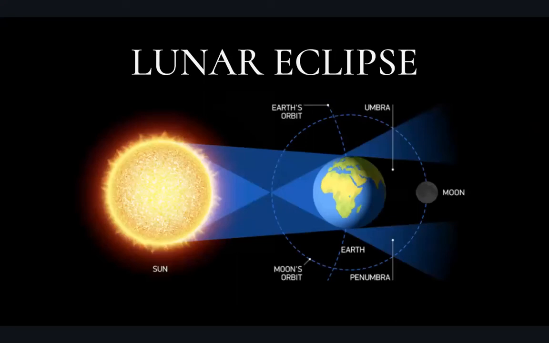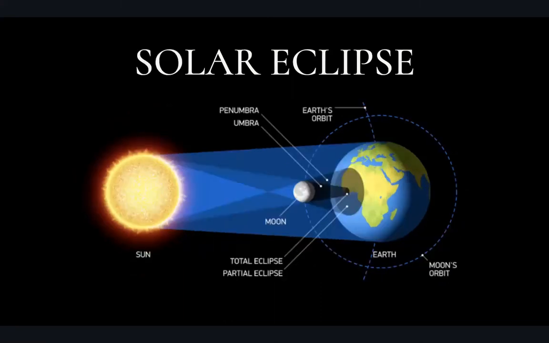Eclipses. Eclipses occur when an object in space passes directly between two other objects or between the object and the viewer. So for our first eclipse, there are two kinds. The first is the lunar eclipse. It occurs when Earth passes directly between the Sun and the Moon, blocking the Sun's light so that the Earth's shadow hits the Moon. Casting a shadow over the Moon, this can only occur during a full moon.